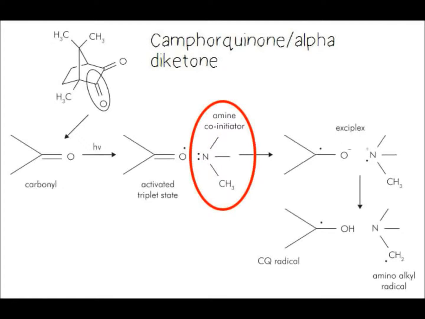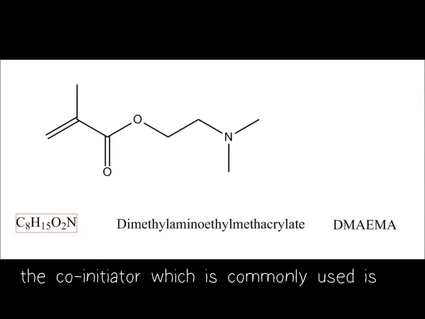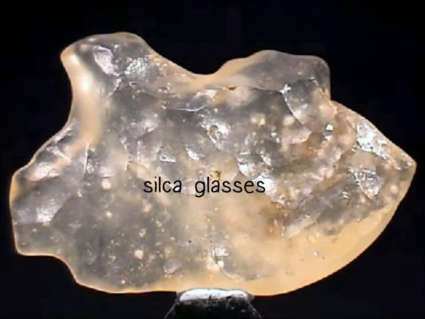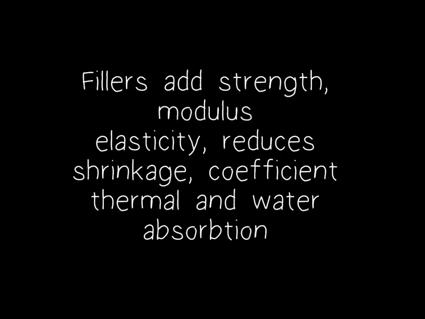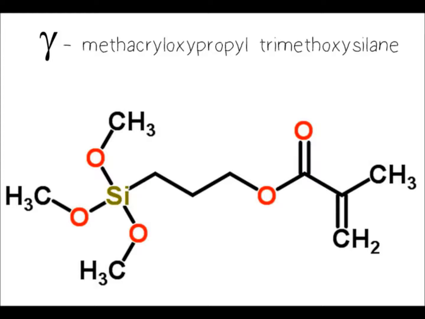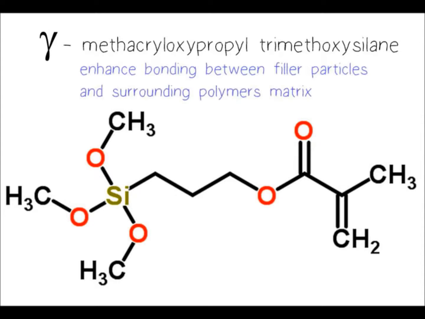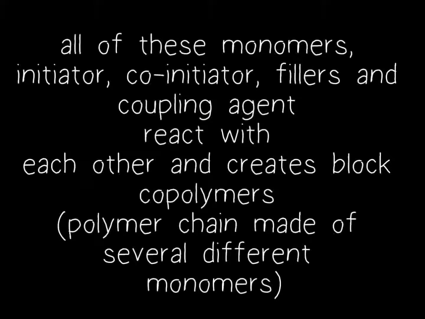They don't absorb light but react with the activated initiator to produce free radicals and start polymerization. The co-initiator which is commonly used is dimethylaminoethyl methacrylate, or DMAEMA. Reinforcing fillers added can be quartz, colloidal silica, or silica glasses. Fillers add strength, increase modulus of elasticity, and reduce shrinkage, coefficient of thermal expansion, and water absorption. The coupling agent used is gamma-methacryloxypropyl trimethoxysilane, which is used to enhance bonding between filler particles and the surrounding polymer matrix.